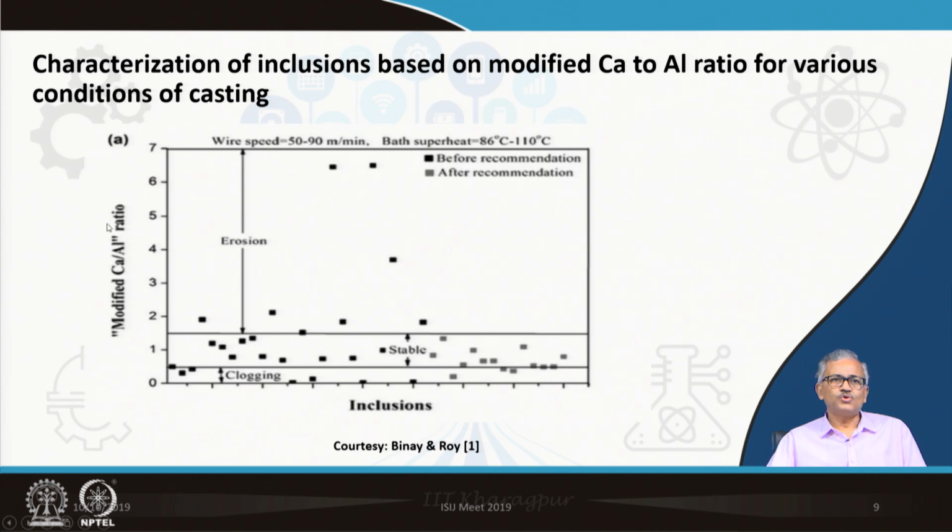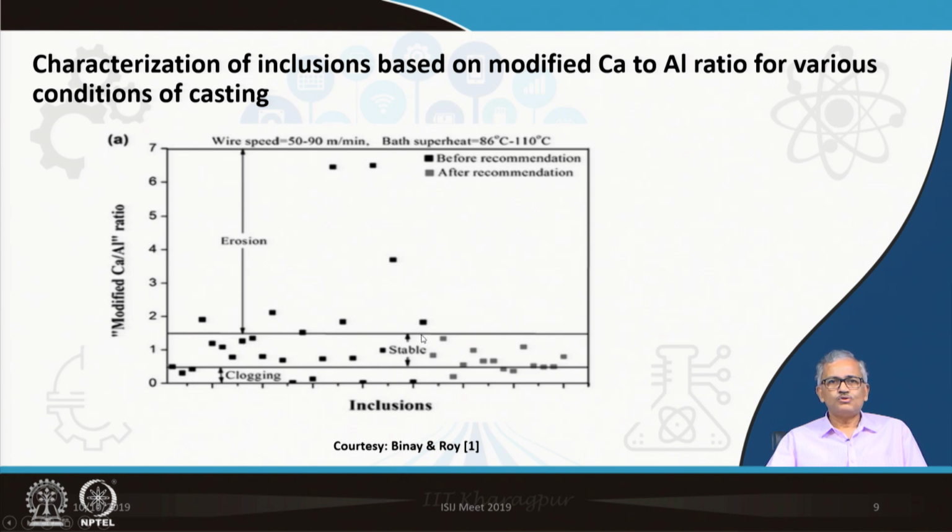So, here we have plotted the modified Ca to Al ratio, and in this plot are all the inclusions that we got from industrial operating conditions. In this wide operating range, the wire speed is 50 to 90 meters per second, and the bath superheat is 86 to 110 degrees centigrade. In this range we have collected all these inclusions. We took the samples and studied the inclusions, and you can find that if the Ca to Al ratio is 0.5 to 1.5, then there is stable casting, and this much of the data falls under this category.